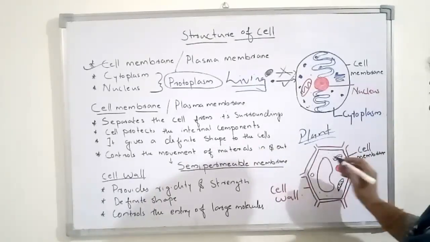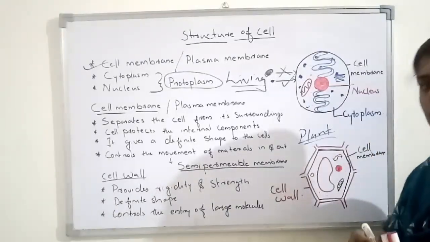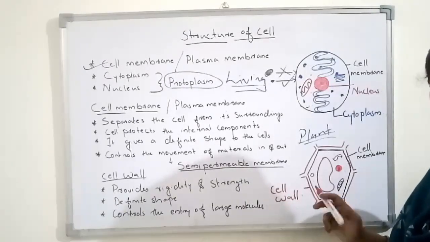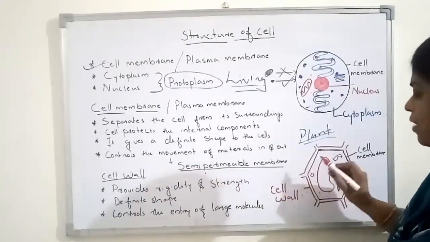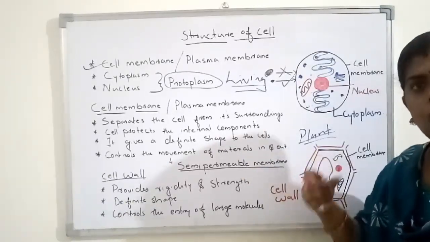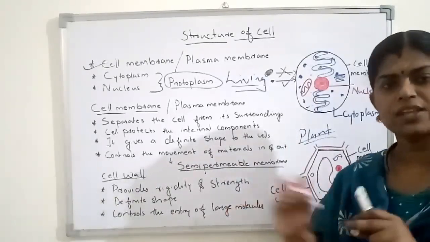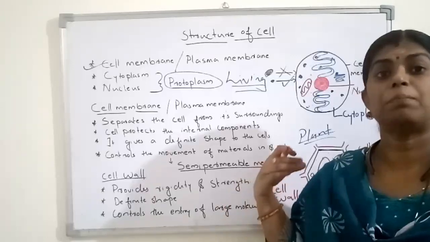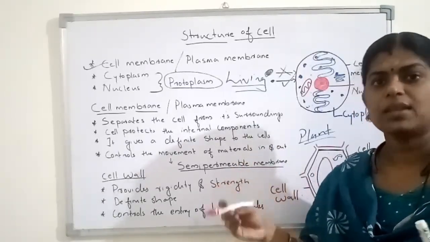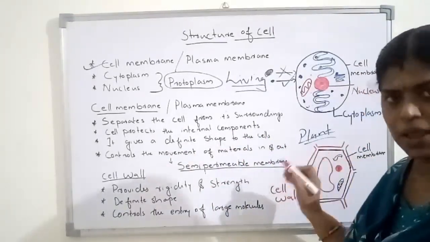Outer to the cell membrane, one more layer is there, and that is known as what? Cell wall. The cell wall is a speciality that you can see in plant cells. It is the outermost covering of the plant cell. If there is a question, which dash is the outermost covering of the plant cell, what will you write? It's not cell membrane. It will be cell wall. Cell wall is the outermost covering of a plant cell.